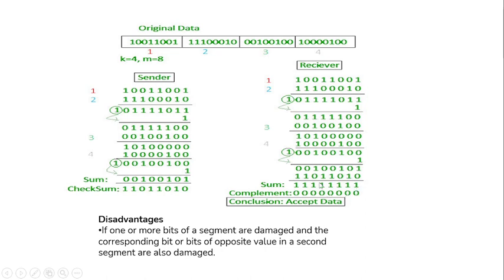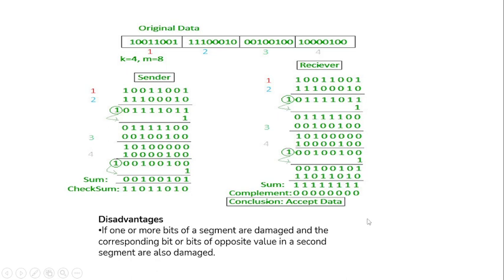So when I am finding the complement, automatically all ones will become what? 0. So if the data at the receiver end is 0, what am I going to do? I am going to accept the data, right? So this is how the receiver is going to check whether the data sent from the sender is correct or not, right?